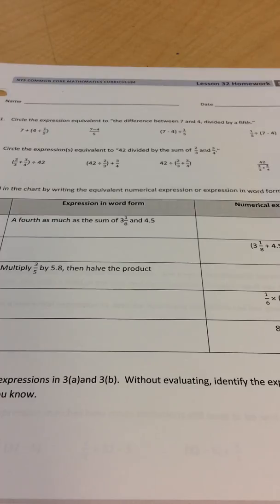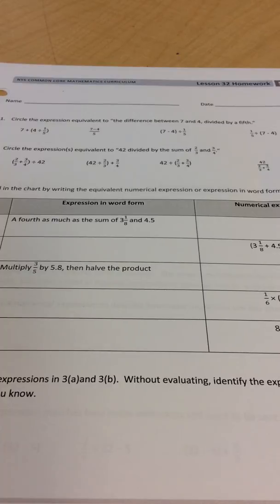I have here the lesson 32 homework, and I'm just going to go through one of each type of question so we know how to do this at home. So number 1 says, circle the expression equivalent to the difference between 7 and 4 divided by a fifth.